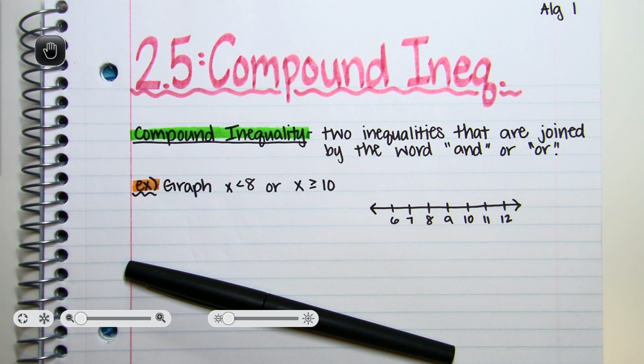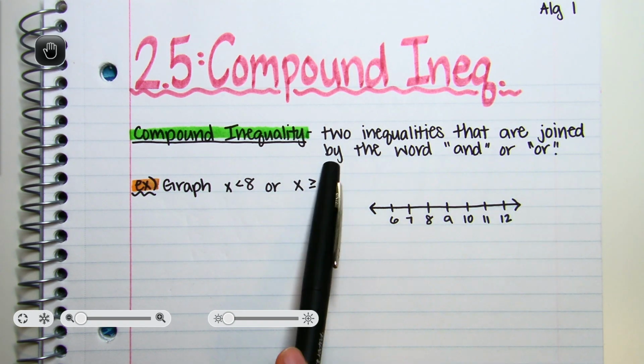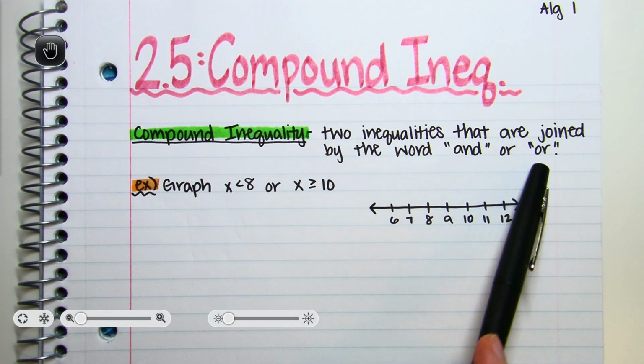All right, everyone. So today we are going to be doing notes on section 2.5, which is all about compound inequalities. So go ahead and pause this real quick and write down the definition and the first example. All right, so compound inequalities. This just means that you have two inequalities that are joined by the word and or or.